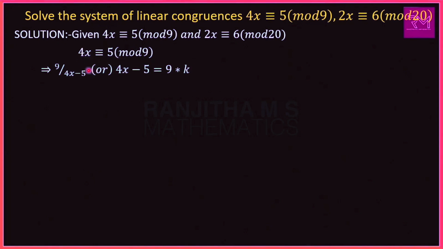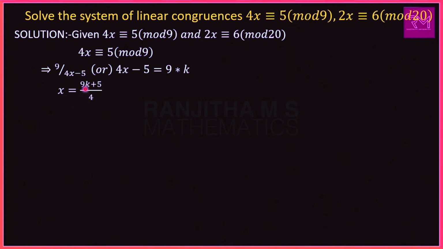By the definition, we can write this as 9 divides 4x − 5, or we can take 4x − 5 equal to 9k. This is by the definition of congruence. So take the 5 to the right-hand side and the 4 goes to the denominator. We get the x value as (9k + 5)/4. That's the value of x.